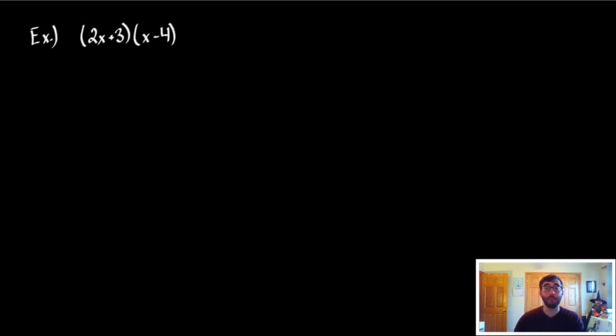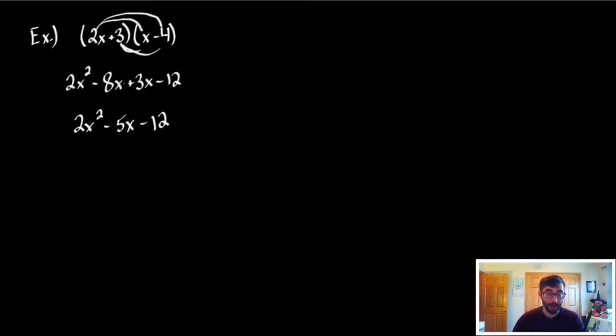So I'm going to introduce it once again with a multiplication problem, because remember, factoring is just undoing multiplication. So if I was multiplying these two, I would distribute the 2x to the x and the negative 4 to get 2x squared minus 8x, and I would distribute the 3 to the x and the negative 4 to get 3x minus 12, and then that would end up combining like terms to get 2x squared minus 5x minus 12.